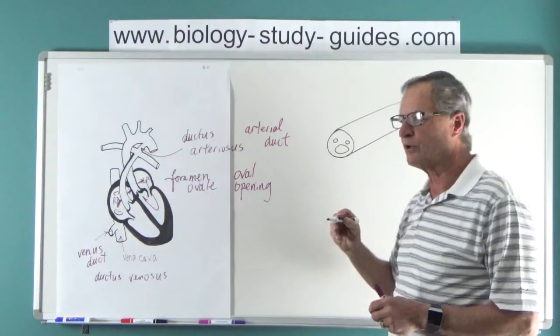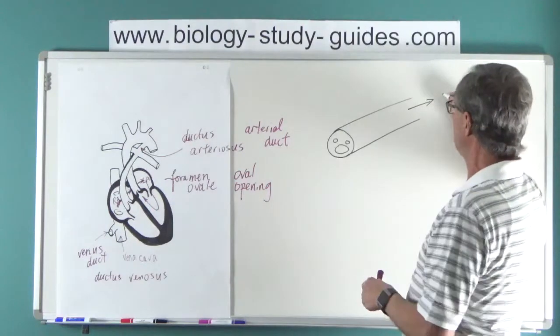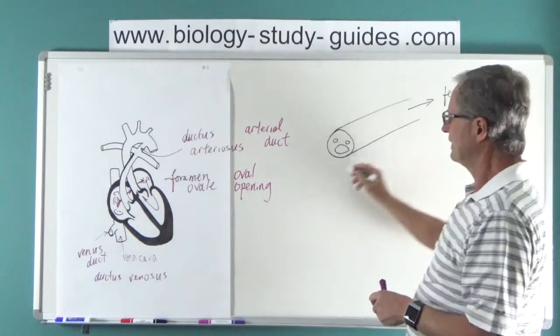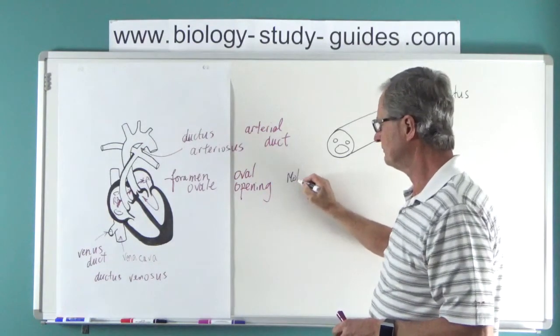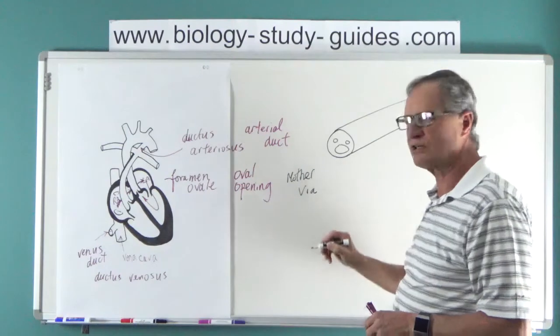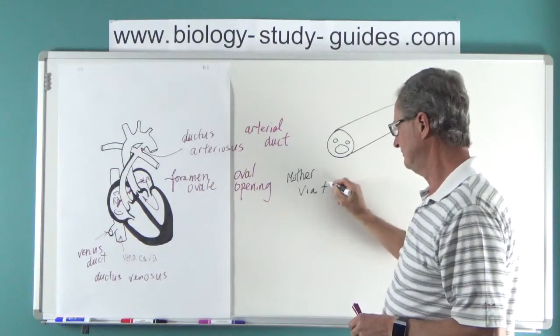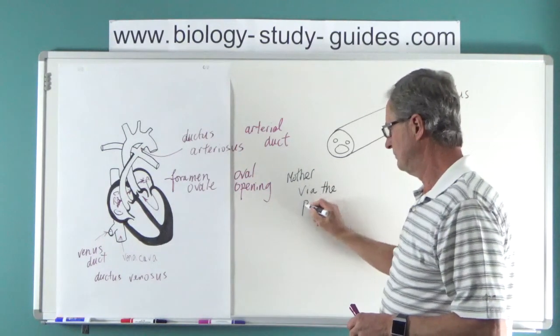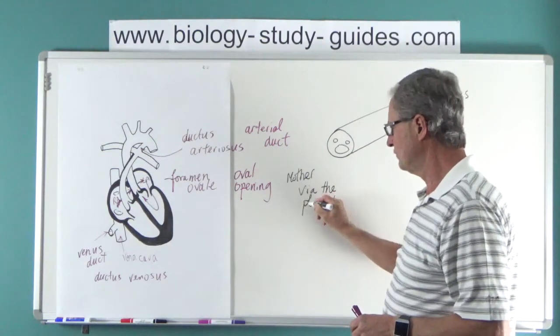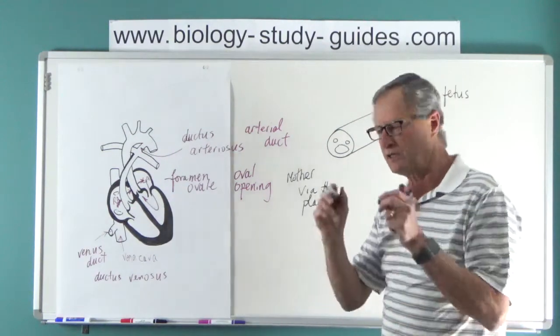If this is the umbilical cord, and this may be the mother on this side and this baby's over here, the umbilical cord interconnects the baby or the fetus to the mother via a structure called the placenta. And we'll talk about the placenta in just a minute.